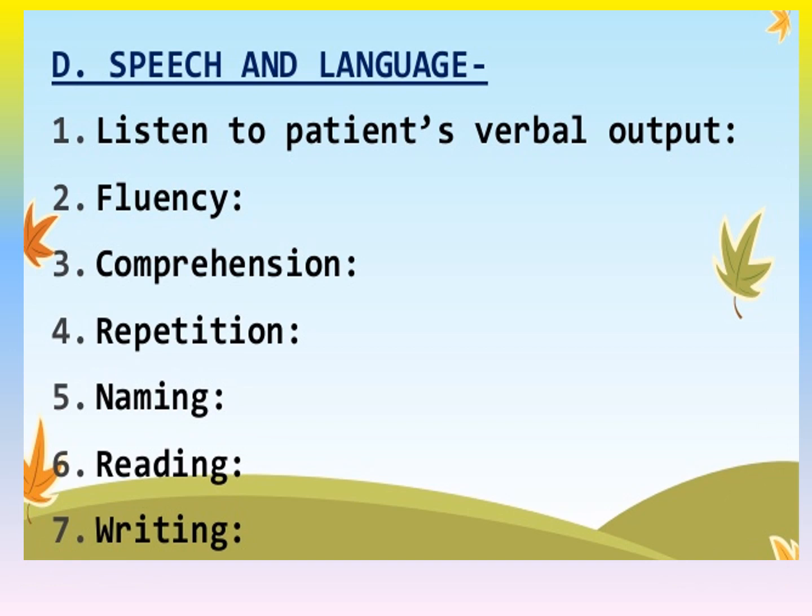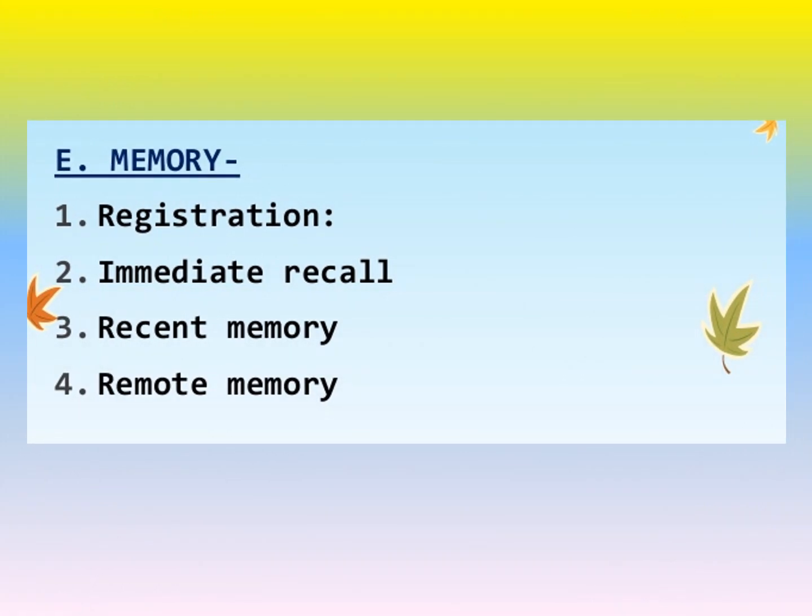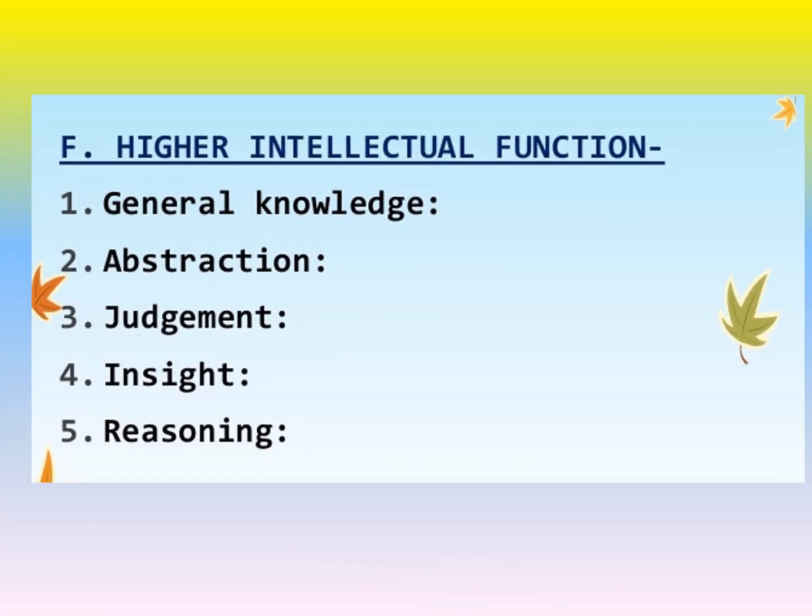Speech and language. For speech, we should assess the listening capacity and the fluency, comprehension, repetition, naming, reading, and writing. And in memory: registration, immediate recall, that is past memory, present memory, recent memory, and remote memory. Then high intellectual function: assess the general knowledge, abstraction, judgment, insight, and reasoning.